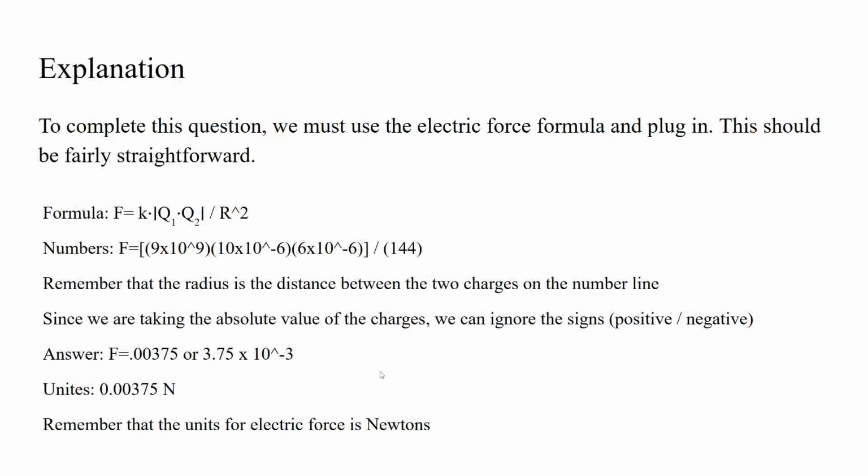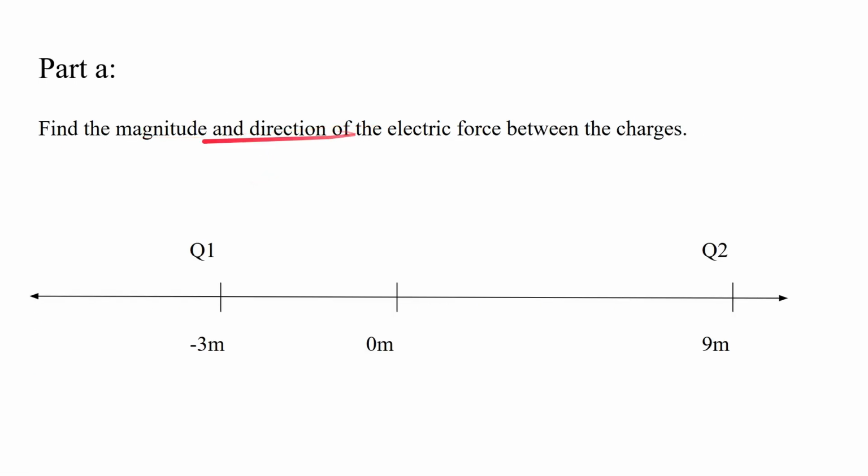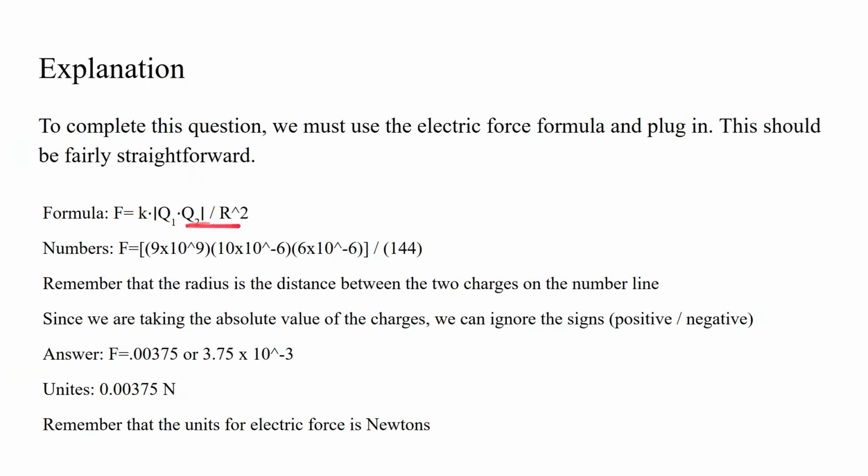So the first question, we wanted to figure out the direction and magnitude between the two charges. Right here, we just need to use the electric force formula, plug in and solve. This should be straightforward. We've already been working with this formula quite a bunch. The unit is newtons, and you should get 3.75 times 10 to the negative third. Remember that the radius is the distance between the two charges on the number line, and since we are taking the absolute value of the charges, we can ignore the signs, positive or negative.